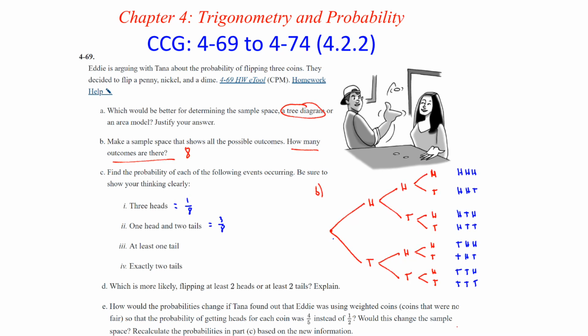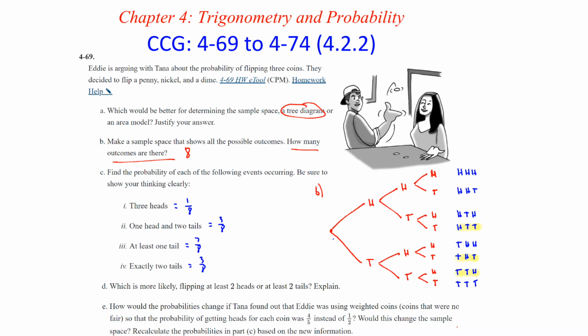Number 3, at least 1 tail. So at least 1. There's 1, you can have 2, you can have 3. There's only 1 that actually doesn't have a tail in it, and that's when you get heads all the way across. So that would be 7 out of 8 possibilities. And then exactly 2 tails. So 1, 2, 3, and that's it. It looks like there are 3 possibilities where you have exactly 2 tails out of 8 total outcomes.